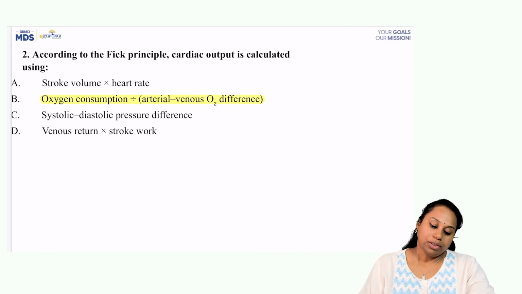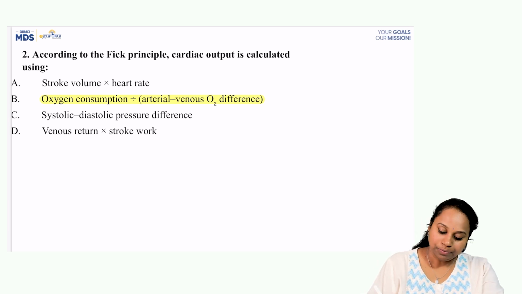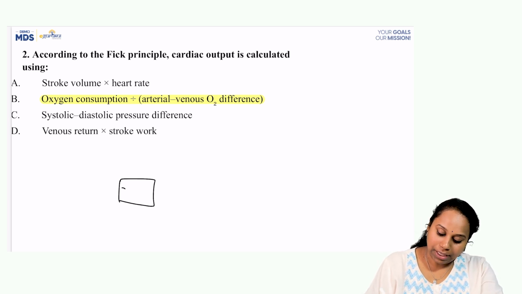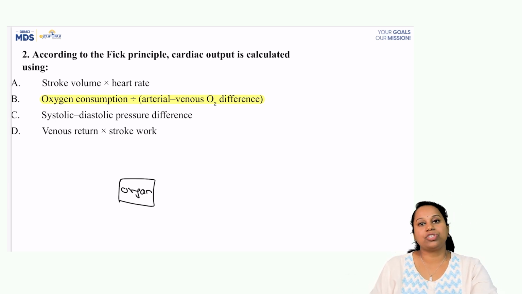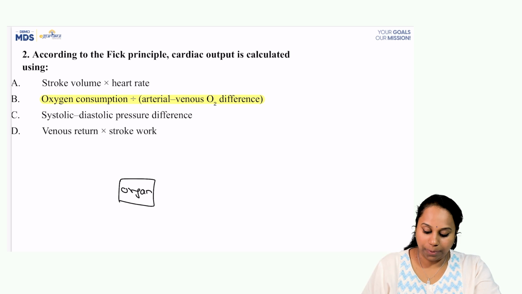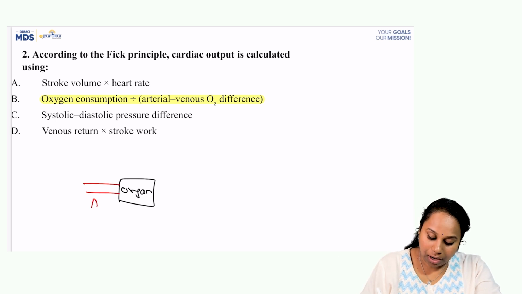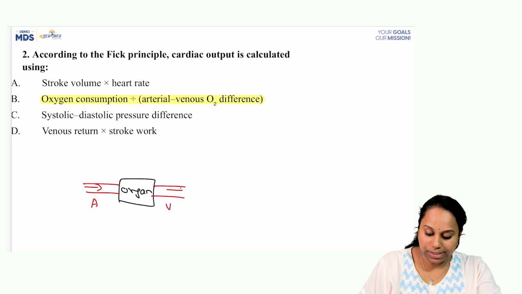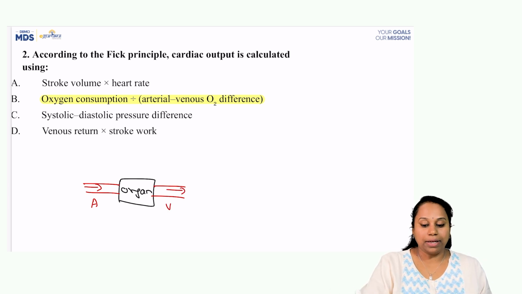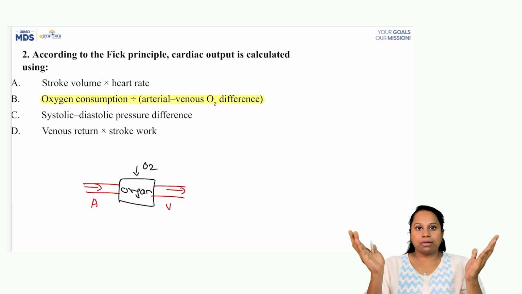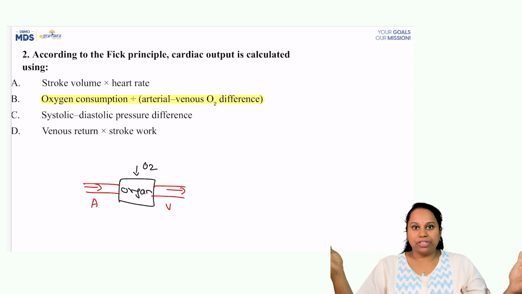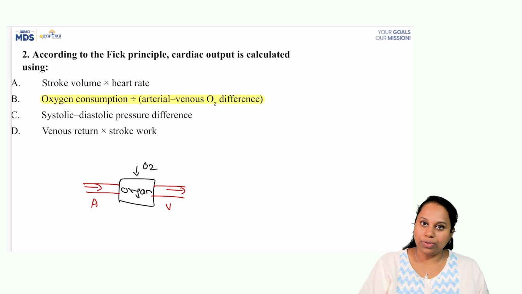Question number 2. Fick's principle. Cardiac output is calculated by. So what is Fick's principle? If this is any organ and you want to calculate how much oxygen has been consumed by this organ, we know that the arteries bring in the blood and veins remove it. So how will you calculate the oxygen consumed by this organ? You subtract both. Arterial minus venous oxygen will tell you how much has gone into this organ.